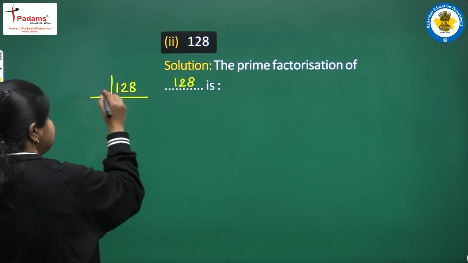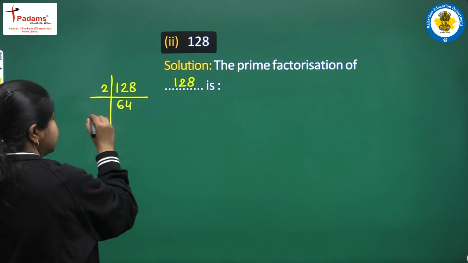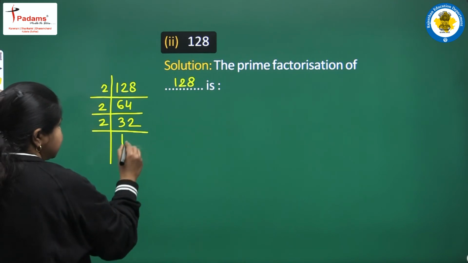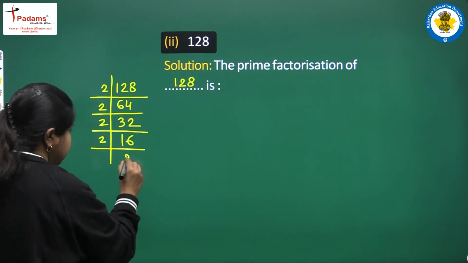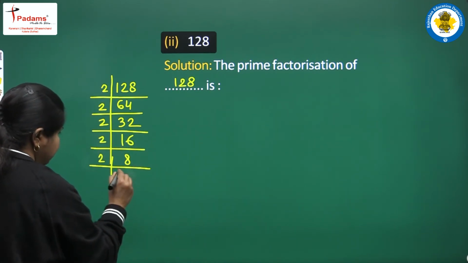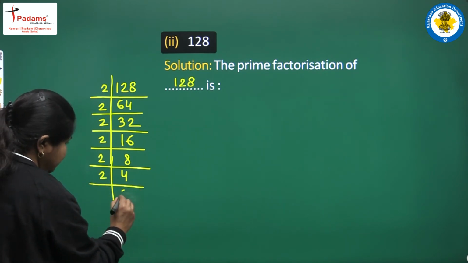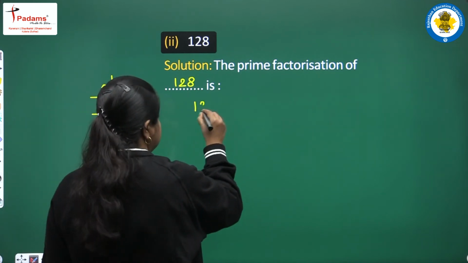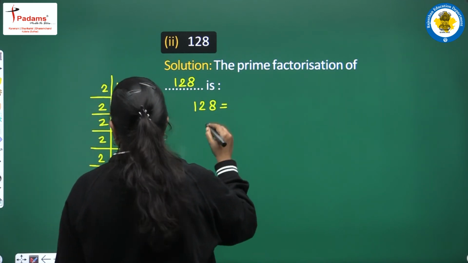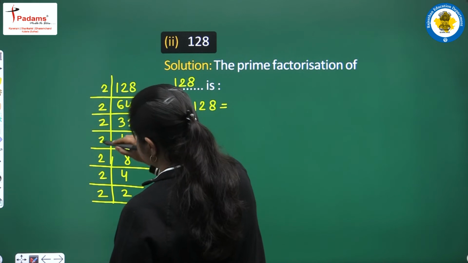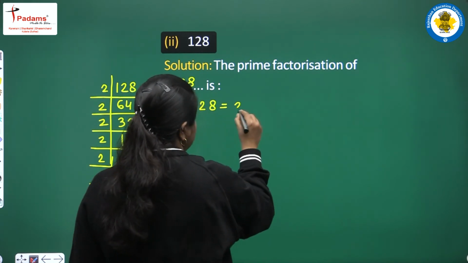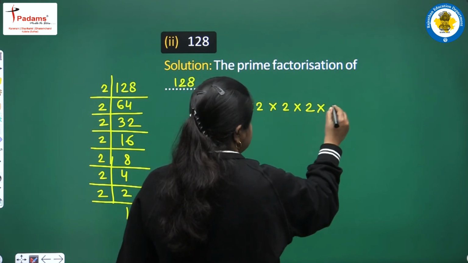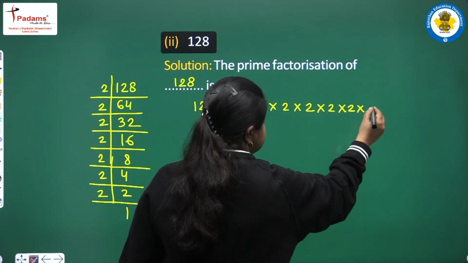Find it. Dividing by 2, it will go 64 times, 32 times, 16 times, 8 times, then we have 4 times, 2 times and then 1 time. Let us write here the prime factorization of 128. It is how many 2's? 1, 2, 3, 4, 5, 6, 7.